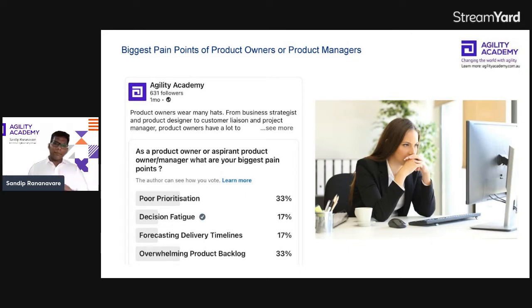Recently, Agility Academy ran a poll on LinkedIn, and in that poll it asked global participants to share their thoughts and experience when it comes to the biggest pain points of product owners or product managers. Quite often different organizations have different expectations, the whole enterprise doesn't work in a consistent way, and as a result, the product owner is expected to wear many hats.